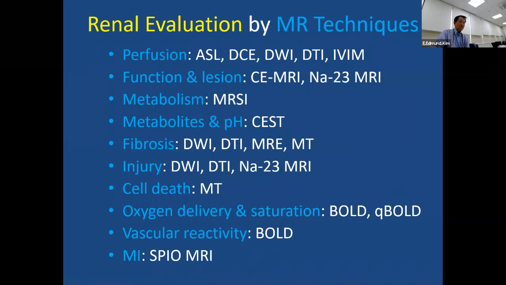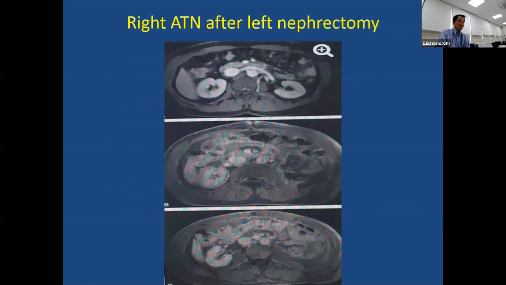So in MR, there are many different techniques for perfusion, function, and metabolism: spectroscopic metabolites, even pH measurement, and some using diffusion imaging, tractography, fibrous injury, cell death, magnetization transfer technique, and oxygen delivery using BOLD technique. So many different sequences, but generally we don't do that because there are enough other tools, simpler and easier.